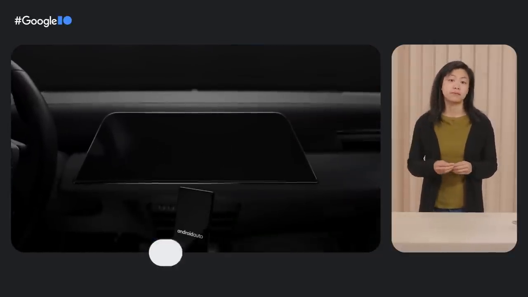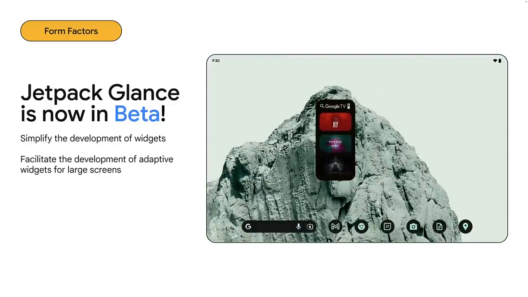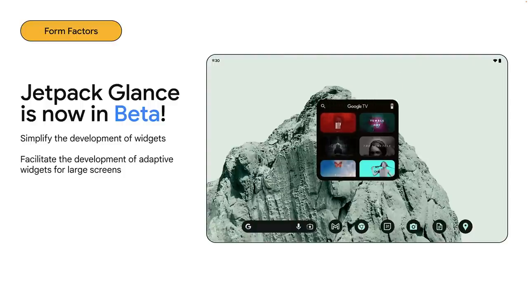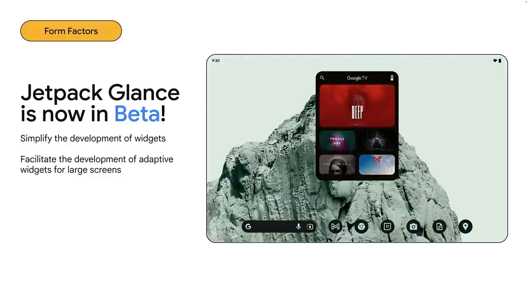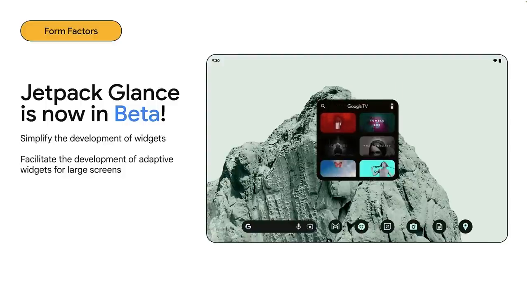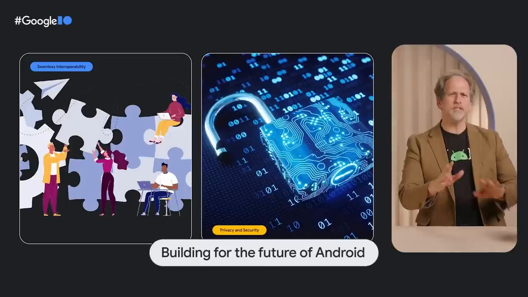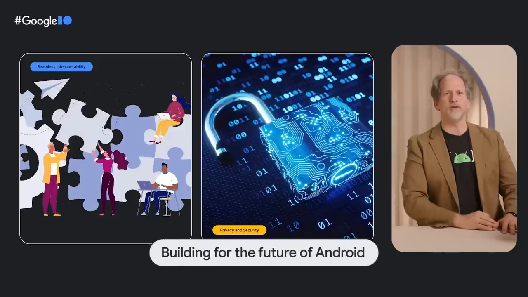To help build across multiple form factors, I'm excited to announce that Jetpack Glance is now in beta. It abstracts you from the complexities of working directly with remote views using the declarative syntax from Jetpack Compose, facilitating the development of adaptive widgets for different form factors. To see an example of building a widget using Glance, take a look at the Building for the Future of Android.